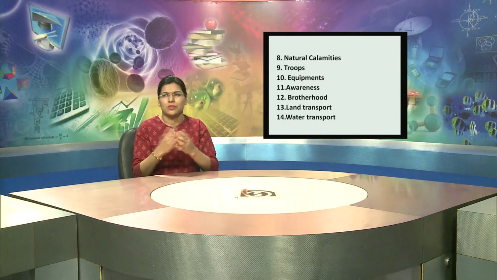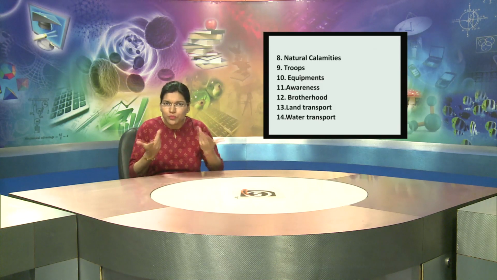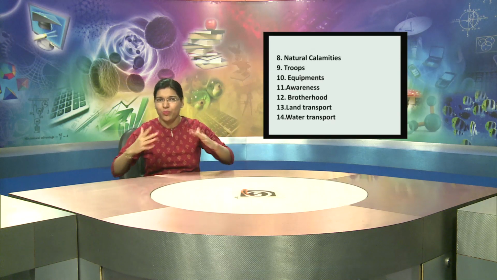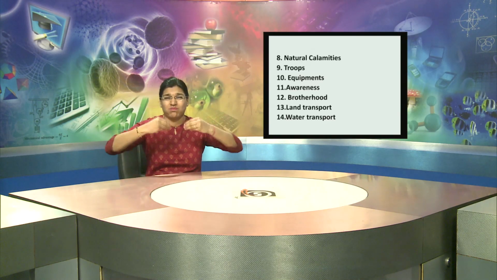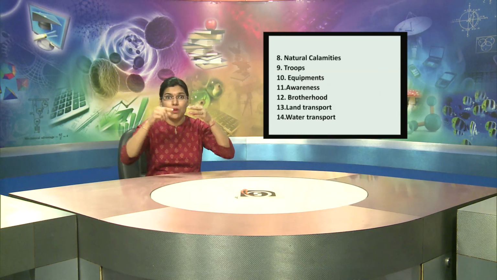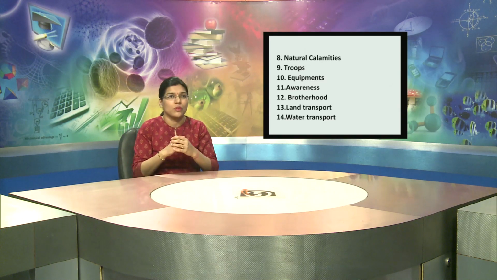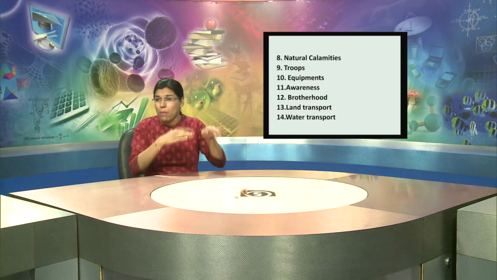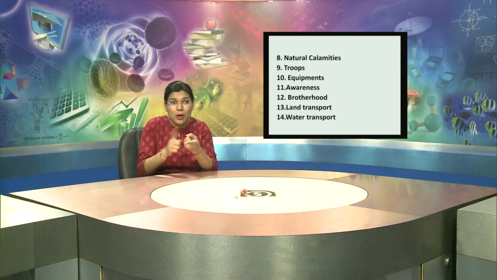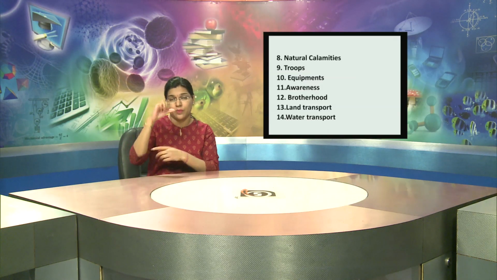Eighth word is natural calamities. For example, earthquake, volcano eruption, heavy rainfall, thunderstorm, floods, tsunami, landslides. These are the different natural calamities.